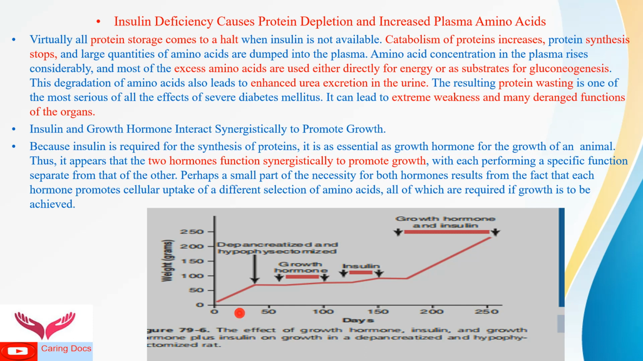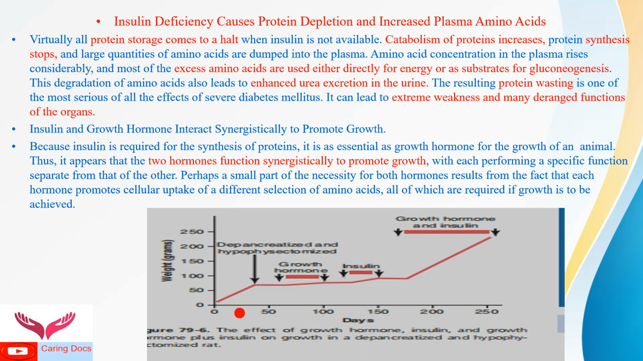Virtually all protein storage comes to a halt whenever there is insulin deficiency, and this leads to the catabolism of protein, and protein synthesis stops. A large amount of amino acids go into the circulation, and the amino acid concentration in the plasma rises. Most of the excess amino acids are used directly for energy, or they act as a substrate for gluconeogenesis, and this degradation of amino acids leads to enhanced urea excretion in the urine. The resulting protein wasting is one of the most serious effects of severe diabetes mellitus.